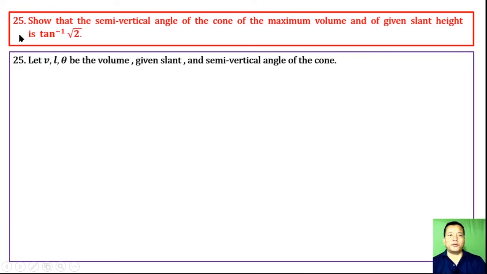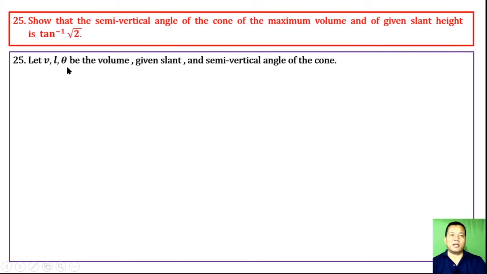For question number 25, show that the semi-vertical angle of the cone of the maximum volume and of given slant height is tan inverse of √2. Show that the semi-vertical angle of the cone of the maximum volume and of given slant height is tan inverse of √2.